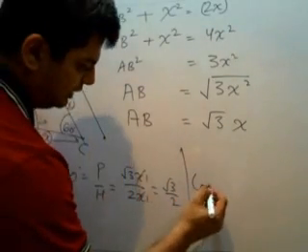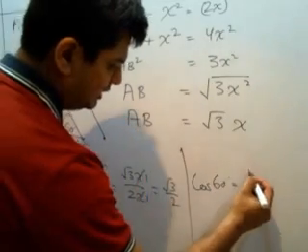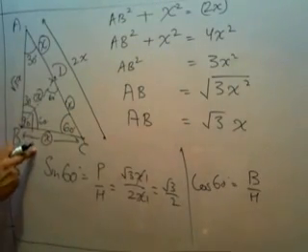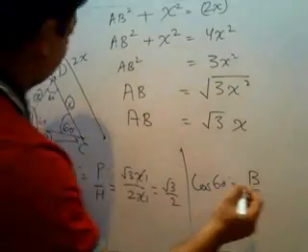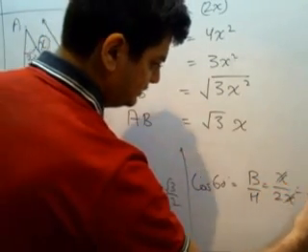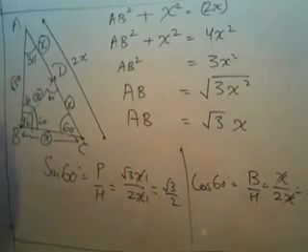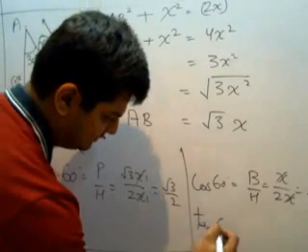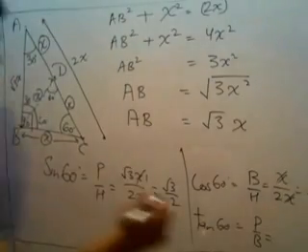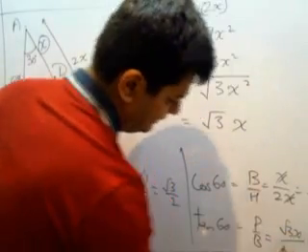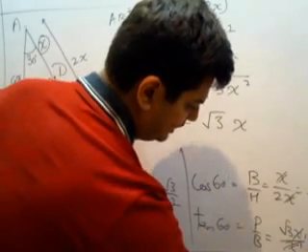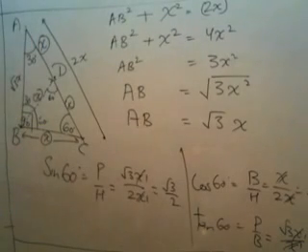Similarly, if I need cos 60 for my measurement, that means I am going to see the ratio between B and H. Then B is of x units and AC is of 2x units. That means x upon 2x is of good use. And eventually I can land up with tan 60 as well, which is P upon B. That is, P is root 3x, whereas B is x only. That means I can have root 3 as its measurement.